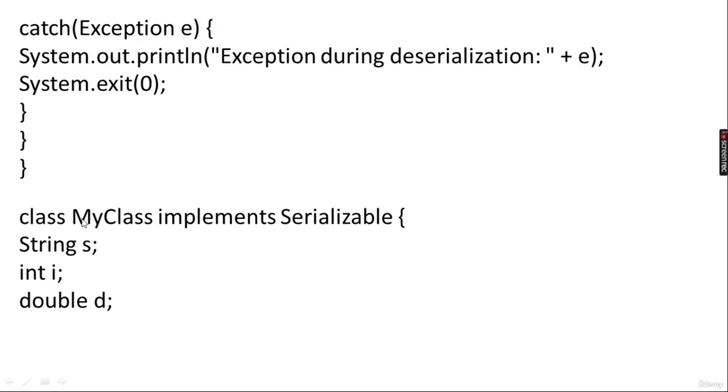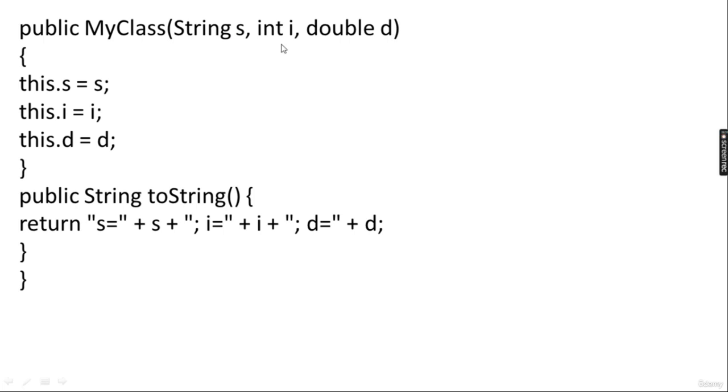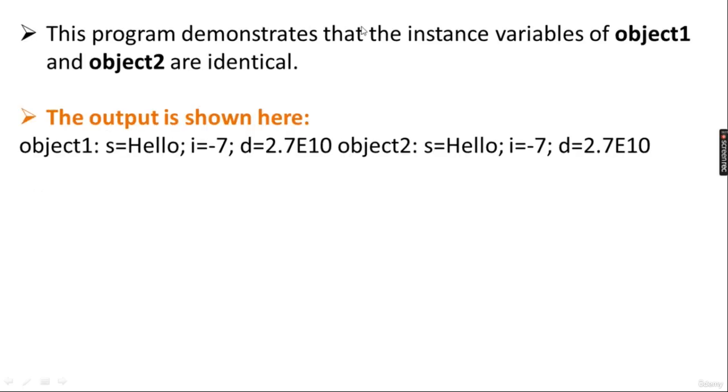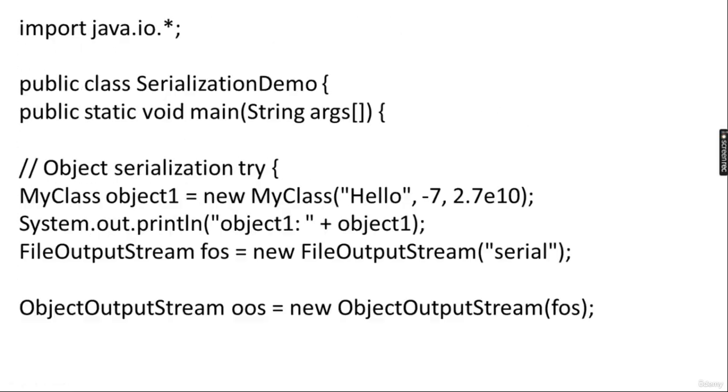Now the main class implements Serializable. S, I, and D we will store and read. So S, I, and D are the parameters of the constructor. These are instantiated: S is equal to S, I is equal to I, D is equal to D. So this program demonstrates that the instance variables are identical. Object1: S is hello, I is -7, D is 2.7, E10. Object2: S hello, I -7, D 2.7, E10. The same object is saved into serial and the same object is deserialized.